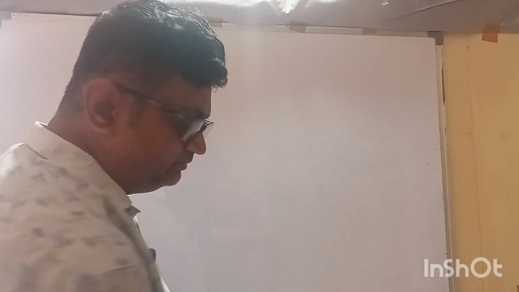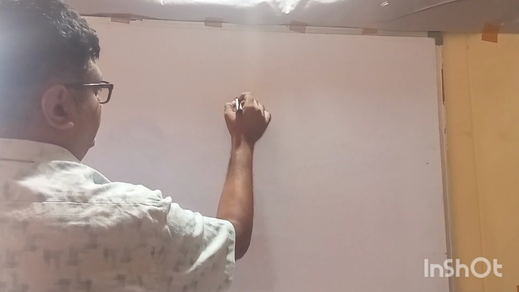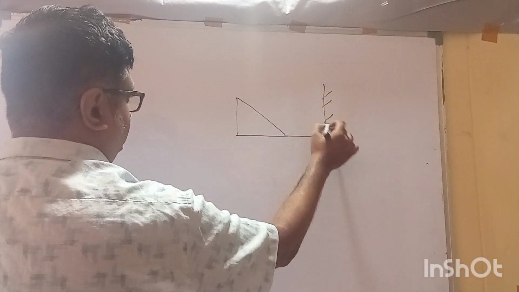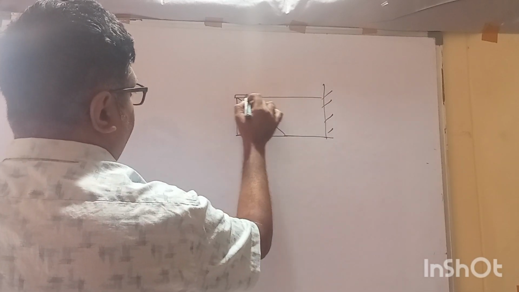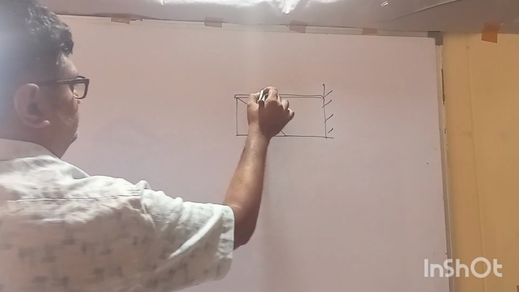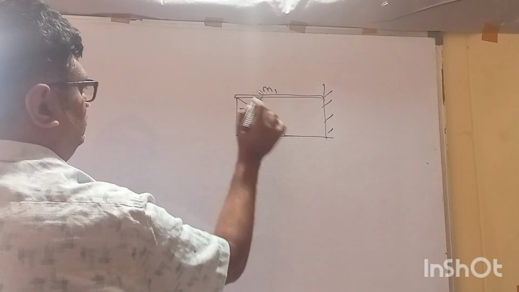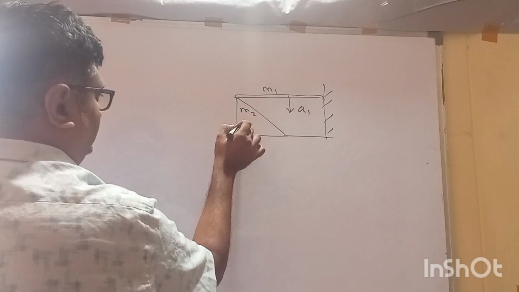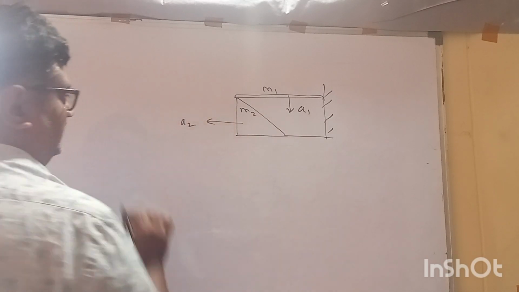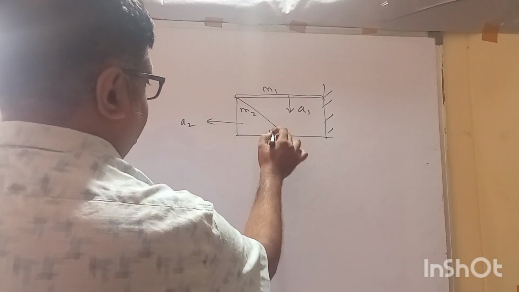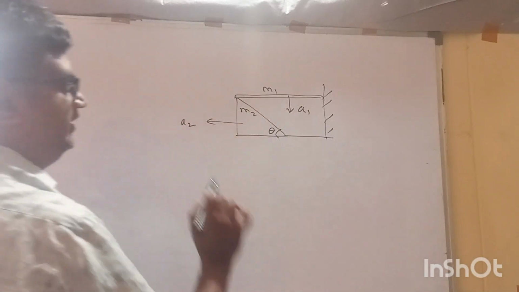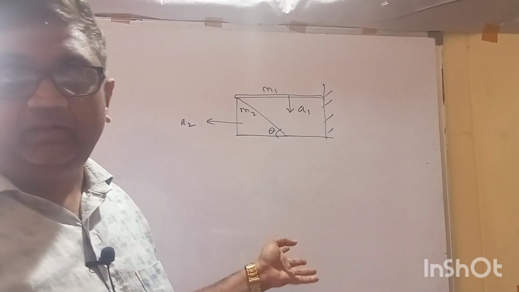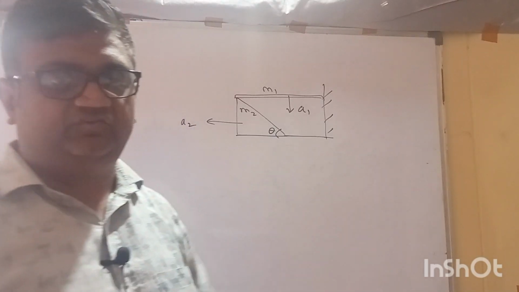So it is like this. Suppose there is a wedge like this, and this is a wall, and there is some rod here, a rod of mass m1, and this mass is m2. The rod is falling with acceleration a1. Because it is falling, this wedge will move in this direction with acceleration a2. Now this angle is theta. So what is the relationship between a1 and a2? The same problem now we are going to solve by using the vectors concept.